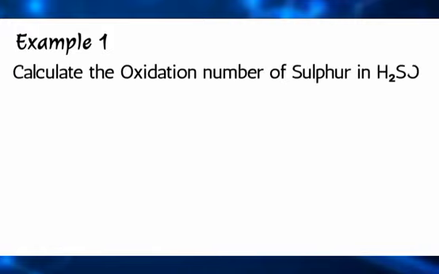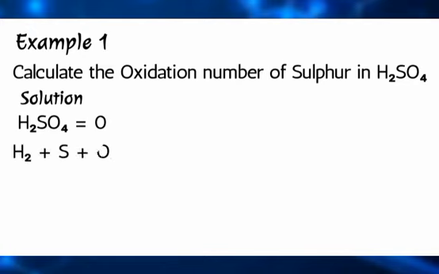Example 1. Calculate the oxidation number of sulfur in H2SO4. H2SO4. Now, the first thing to do in this case is to remember our rule number 4. You equate it to 0 because it is a compound that doesn't have a charge. Then splitting the elements, we have H2 plus S plus O4 equals 0.